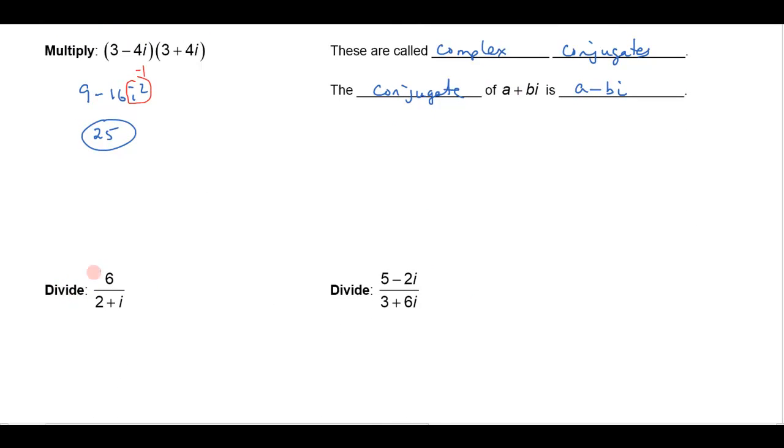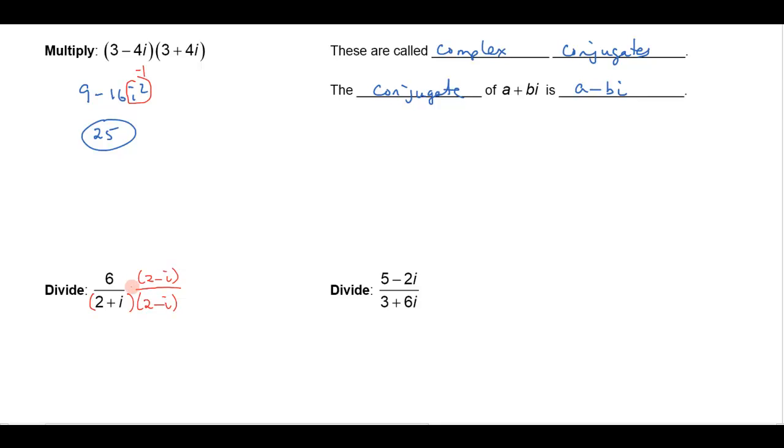Suppose I wanted to divide 6 by 2 plus i. Well, the way we divide these isn't like our long division, like we think of dividing real numbers. It's really more like rationalizing denominators. What I'm going to do is I'm going to multiply this denominator by its conjugate, 2 minus i, and I'll do the same thing in the numerator, 2 minus i.